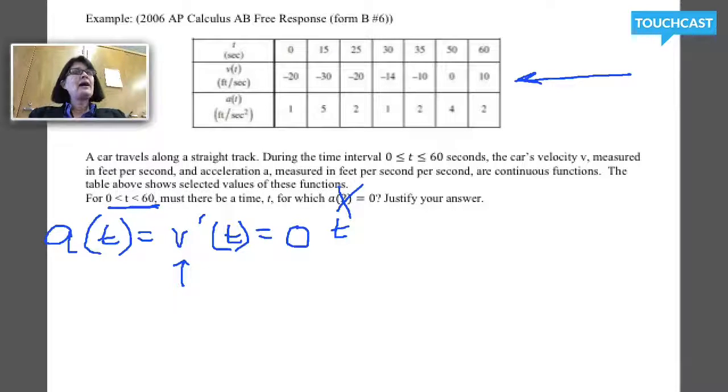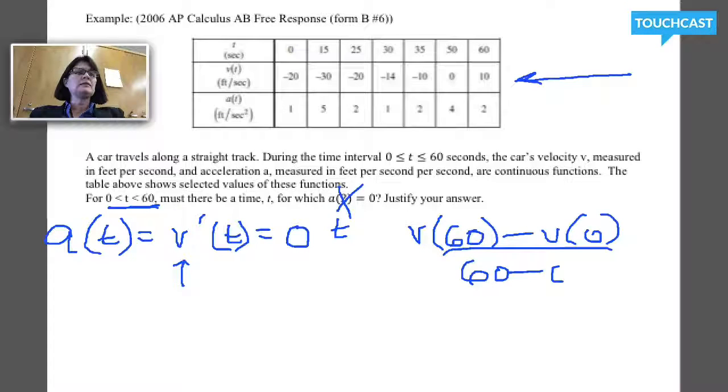That's maybe half of the time, maybe more than half of the time on the AP test when you have a mean value theorem question, these numbers here on the end of this continued inequality are going to be your A and B. So now we're going to have to check them. So what's that going to mean? We're going to need to have v of 60 minus v of 0 over 60 minus 0, that's f of b minus f of a over b minus a, except we don't have f's, we have v's. We want that to equal this very special output value of 0. So is this true?